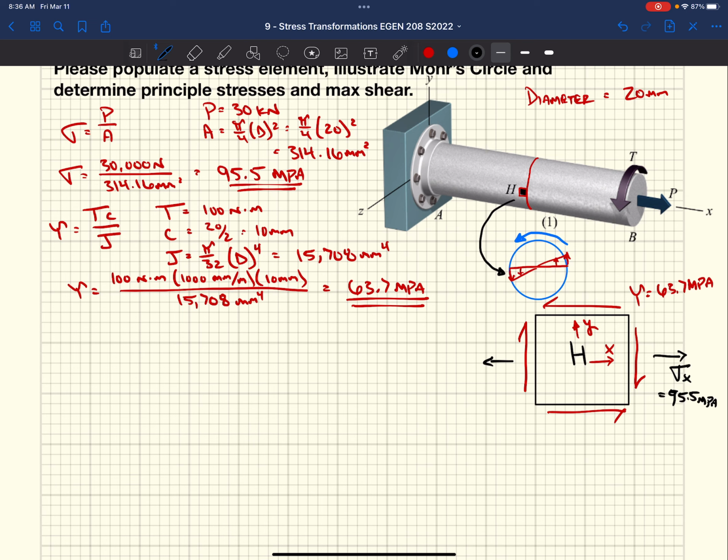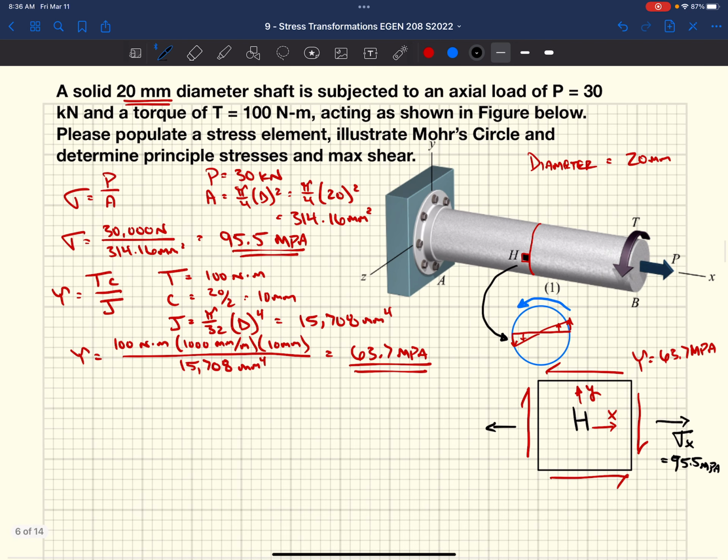Yeah, Drew? I think you've probably described this a million times already, but the shear stress arrows. Yeah. I know we're not going the other way again.